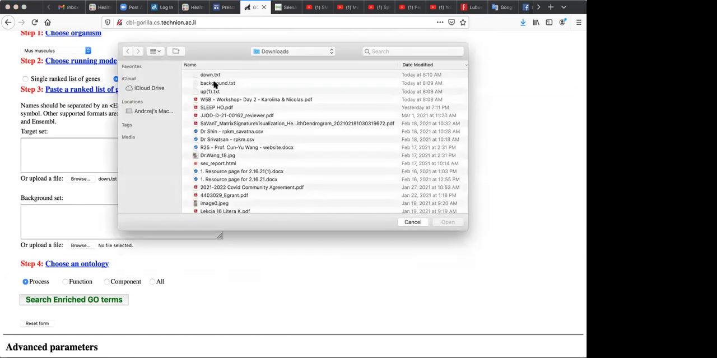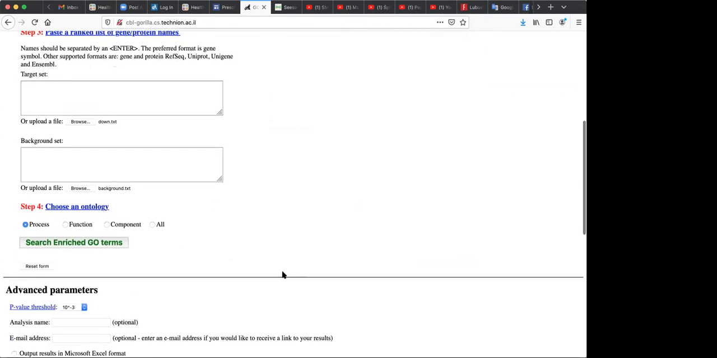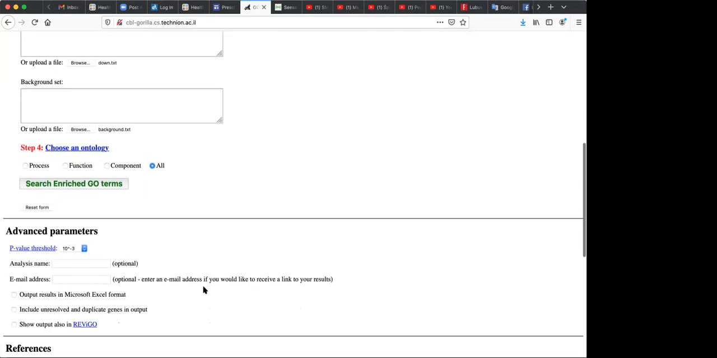And in the last step, step four, choose an ontology. Please mark all, okay? Process, function, and component. We want to mark all. And I put 10 to the power minus 3 for the p-value threshold. Okay, let's search enriched GO terms.